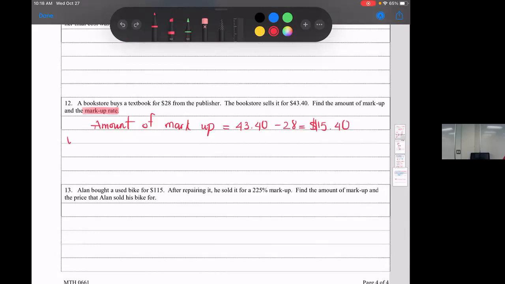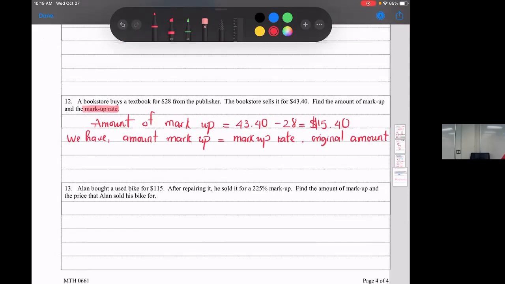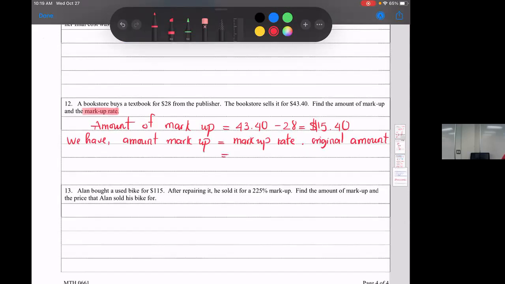Amount of markup equals the markup rate times the original amount. You don't have to write this on the exam, but I want to write it out so that when you're at home and read it, you understand.